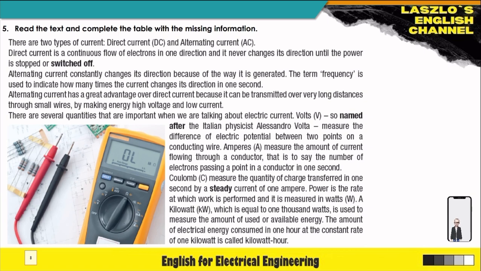Power is the rate at which work is performed and is measured in watts. A kilowatt, which is equal to 1000 watts, is used to measure the amount of used or available energy. The amount of electrical energy consumed in 1 hour at a constant rate of 1 kilowatt is called kilowatt hour, or kilowatt per hour.